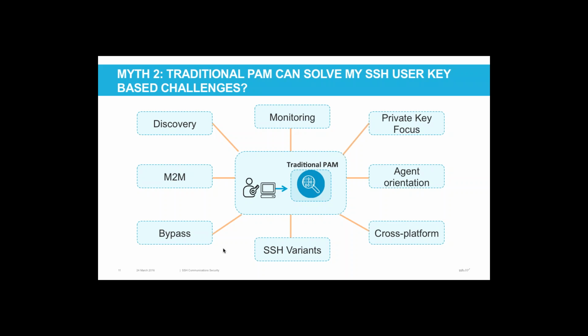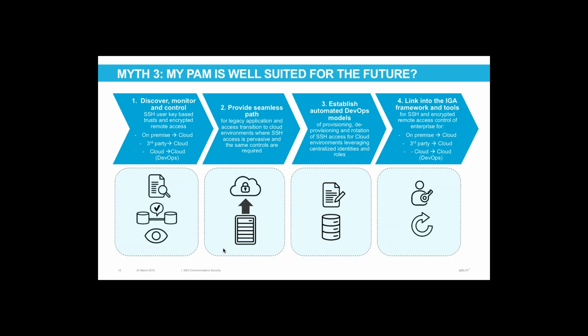Of course, that's a policy violation in the environment, but it doesn't mean that users are not doing this to gain access. So in a nutshell, we see that there are some significant challenges where traditional PAM isn't really ideally suited to solve SSH user-based key challenges. Now, is my privileged access management well suited for the future?